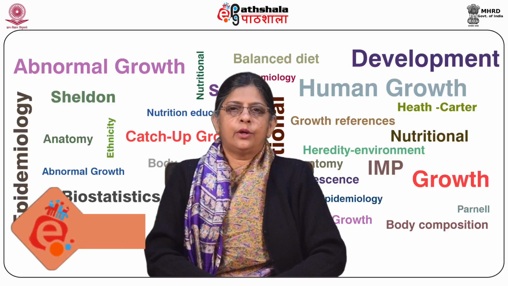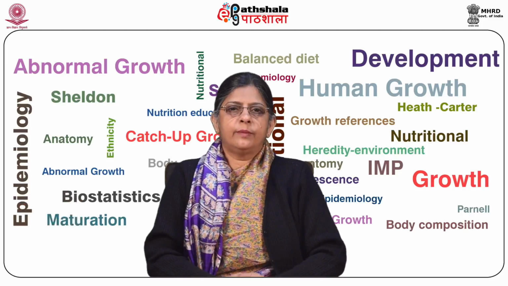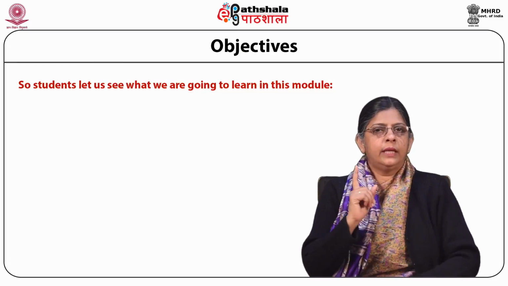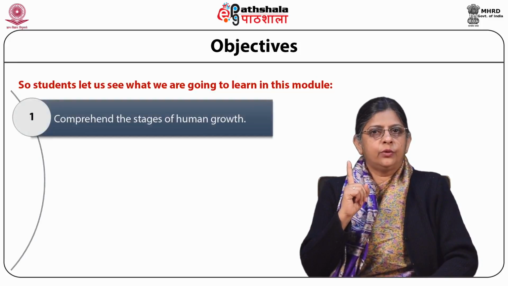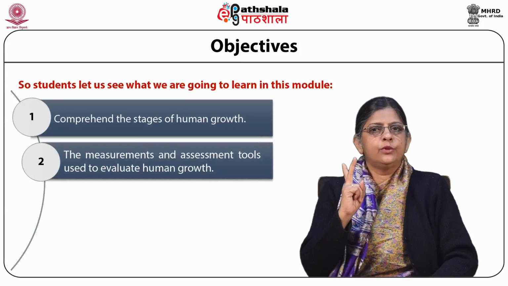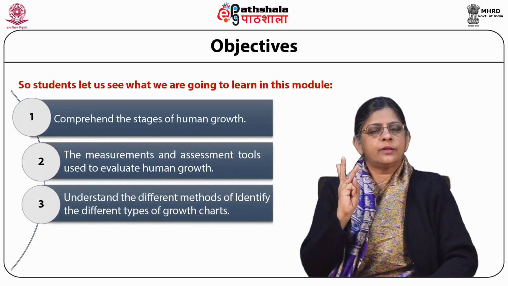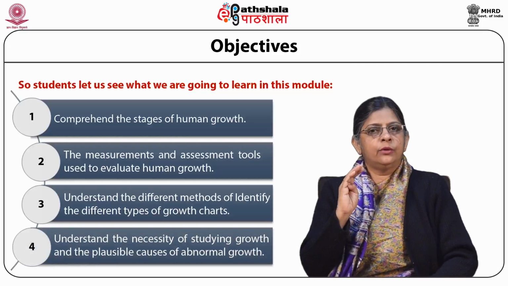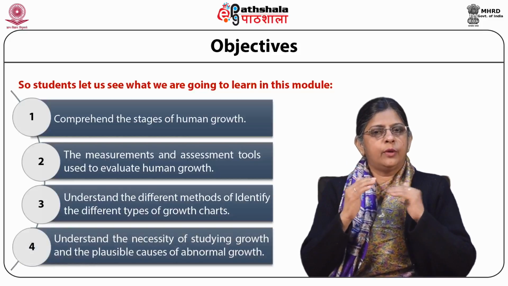Today we are going to talk on the module Introduction to Measurement and Assessment of Human Growth from the paper Human Growth and Development. Now what will be our learning objectives in this module? 1. To comprehend the stages of growth. 2. To understand about the measurement and assessment tools used to evaluate human growth. 3. Understand the different methods of identifying the different types of growth charts. And the fourth, to understand the necessity of studying growth and the plausible causes of abnormal growth.